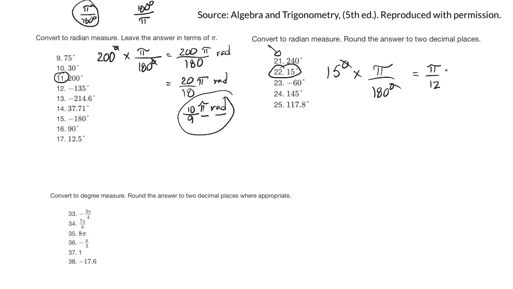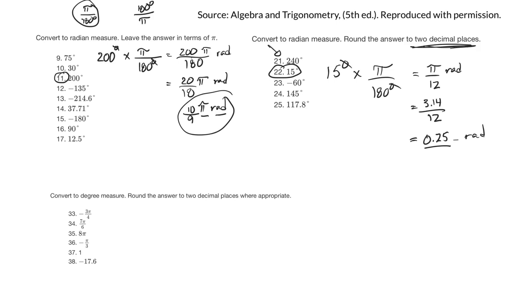But that is pi radians. In the question, they want it in decimal radians. So what I'm going to do is I'll just take the 3.14, which is pi, and divide it by 12. And whatever answer I get with that, it's going to be about a quarter, 0.25 something. So that'll be my decimal radians. And they want it to 2 decimal places. That number will be close.